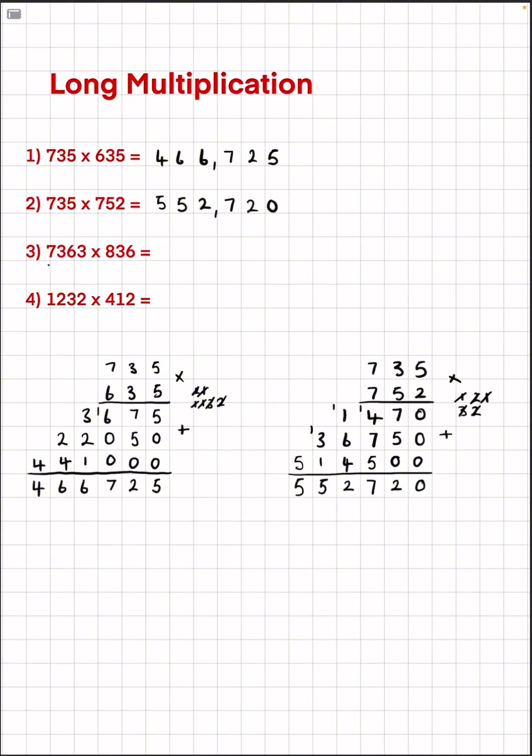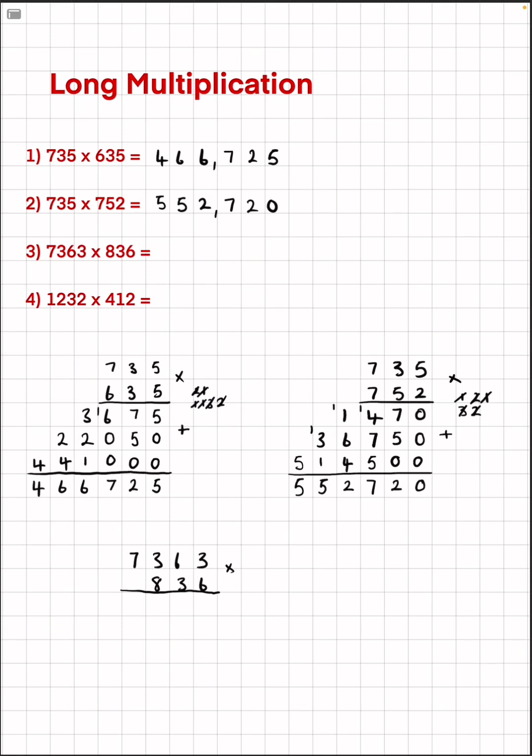The next calculation is 7,363 multiplied by 836. We're going to start from the right hand side and we're going to multiply each of the bottom numbers by each number on the top.